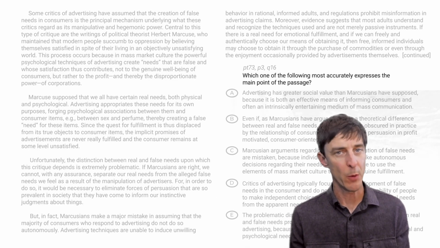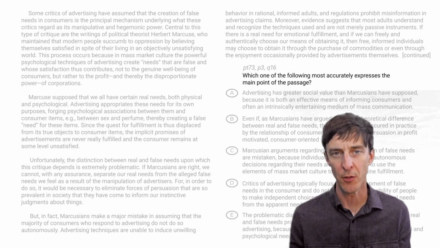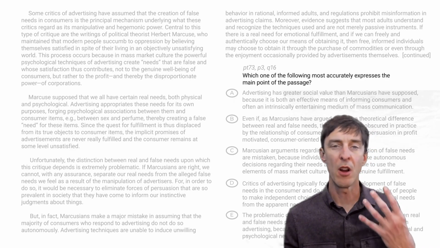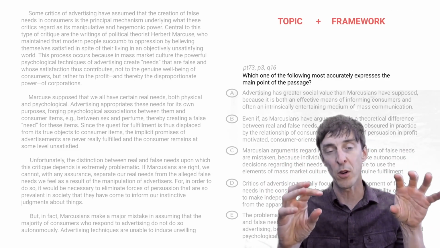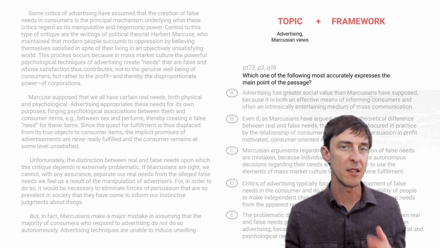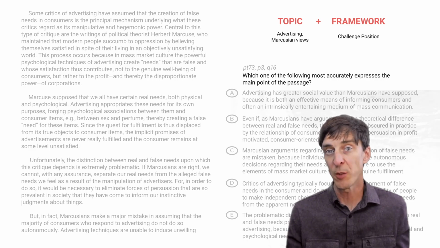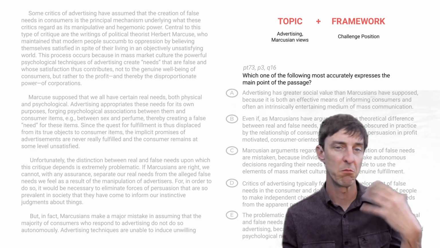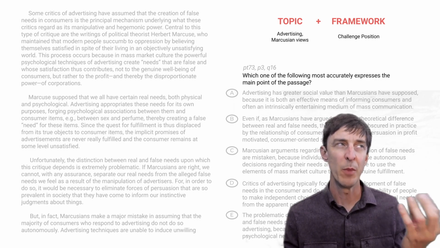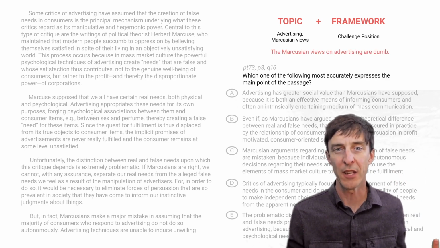The first one, as we might expect, is main point. Let's pre-game this one together, and then you'll take a look at the answers on your own. When you pre-game main point, you're often trying to construct a sentence that combines the topic of the passage with the purpose or the framework. So we know the topic here is this Marcusian critique of advertising, and the framework was challenge position. So we want a sentence that is talking about the Marcusian ideas about advertising, but is conveying the idea that the author disagrees. So our prephrase could literally be, the Marcusian ideas about advertising are dumb.